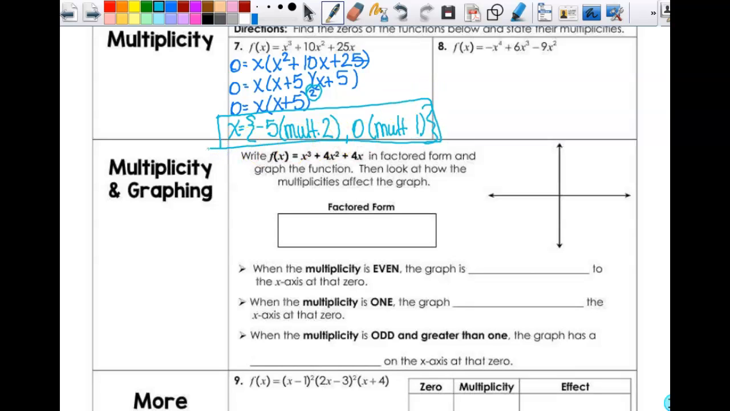Does that make sense? You see how easy that is? All right. I'm going to start you on number 8, and then you'll finish it. So first I look for my GCF, which is x squared, but I would really like for this term right here to be positive, so I'm going to factor out a negative x squared. That leaves me with x squared minus 6x plus 9. You finish that one up.